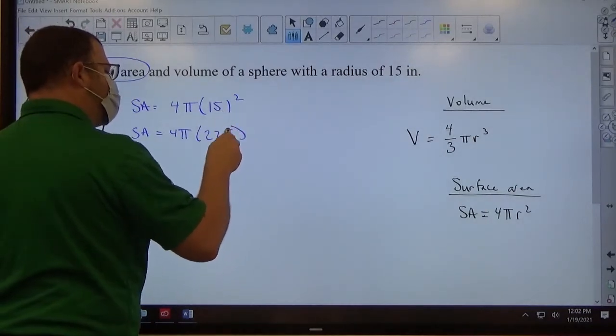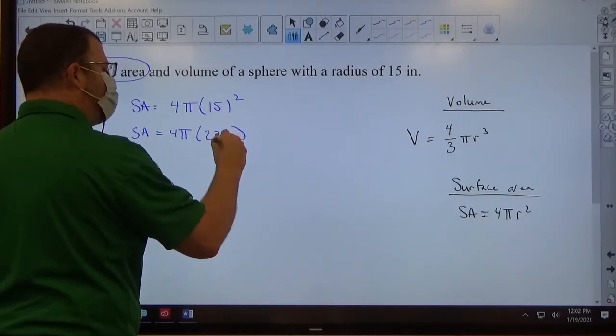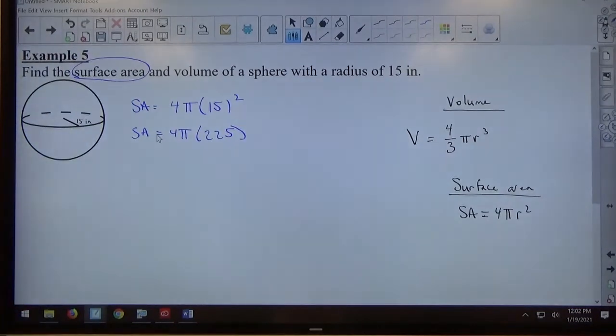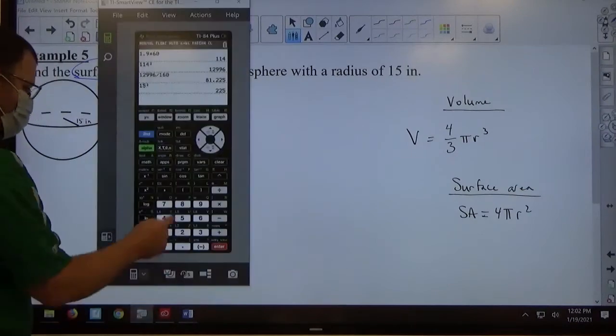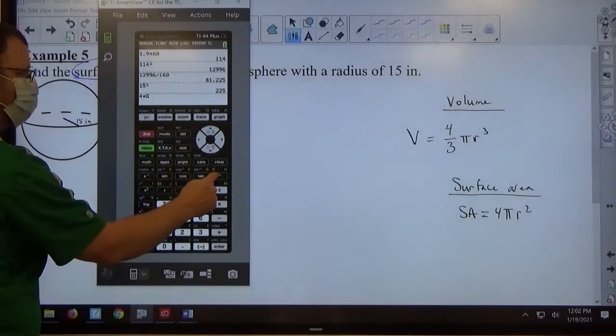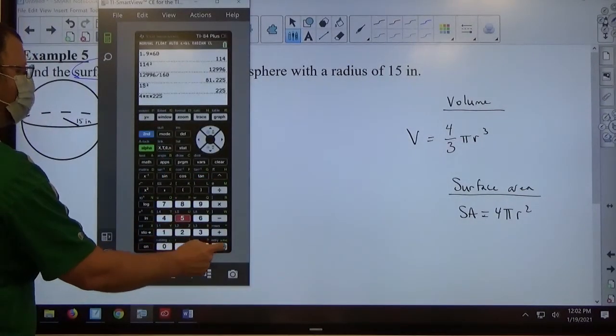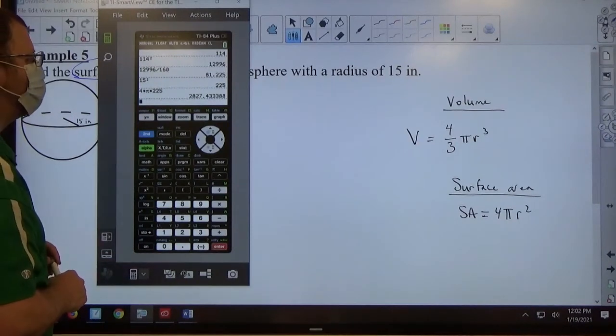I want to get to a point in my calculator where I'm not typing powers in, I'm just typing in a multiplication problem. So 4 times pi times 225. Once it's all multiplication, I'm going to type in exactly what I see there. 4 times pi button times 225 comes out to 2,827.43388.